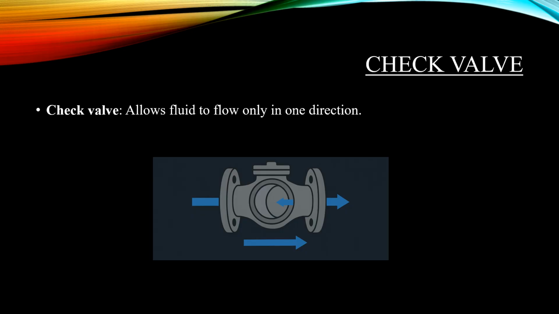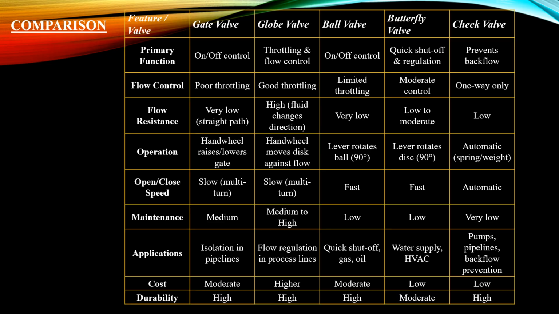Check valve. So check valve usually allows fluid to flow in only one direction in chemical industry. This is a comparison of various valves that we have discussed. So primary function of gate valve is for on off control. Primary function for globe valve is throttling and flow control, right?